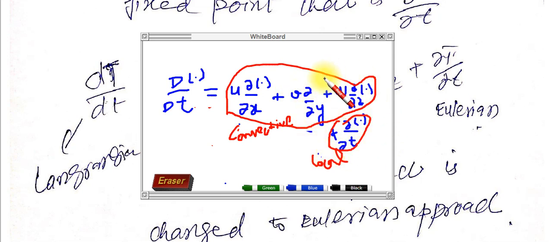I told you that this dot is actually any property. So if this is velocity, you just change it here, and this will be velocity everywhere. And if you want to change this to rho, d rho by dt is equal to u partial rho by partial x, v partial rho by partial y, w partial rho by partial z, plus partial rho by partial t. So this is another way: when we change the Lagrangian approach to the Eulerian approach, we are splitting the total derivative into the convective derivative and the local derivative. These are the two methods.